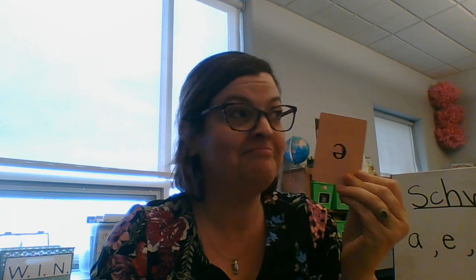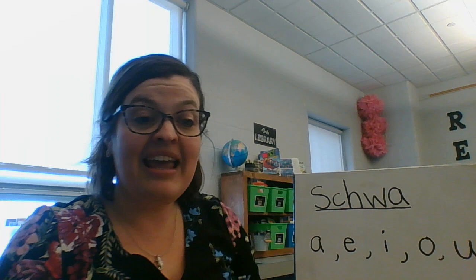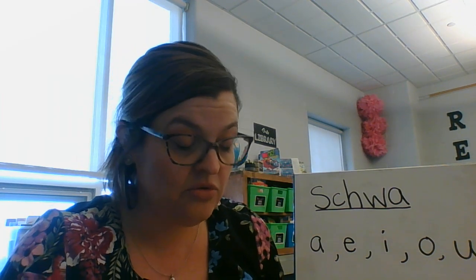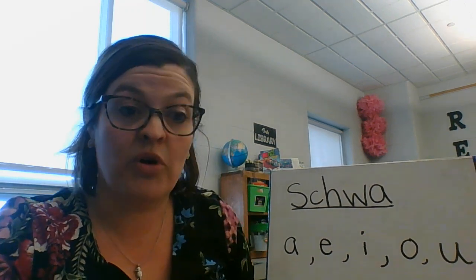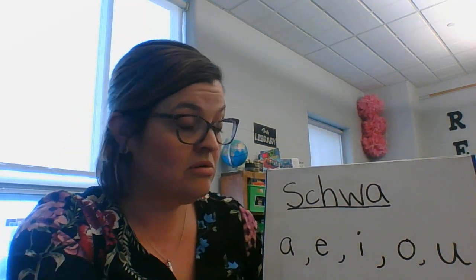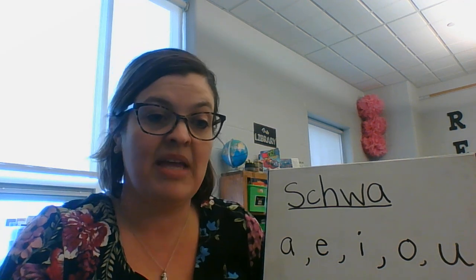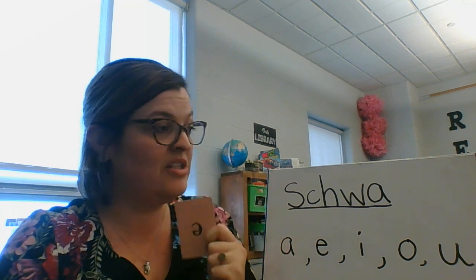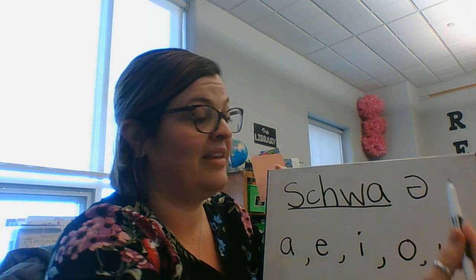The schwa is an unexpected vowel sound. So when you're reading or writing a word and the vowel makes a sound that you wouldn't expect it to make, it's a schwa. And the schwa symbol looks like an upside down E. So to write the upside down E, I do a little line like this and then go around like this.